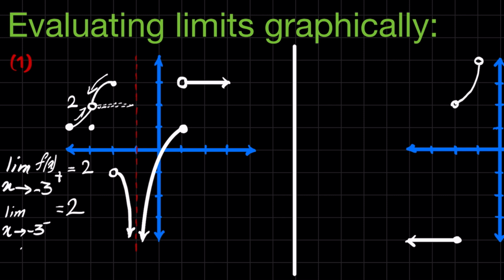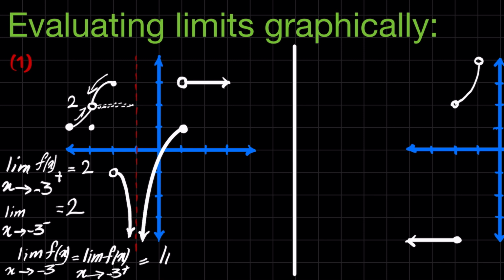So if a limit from a left side and a right side are similar, it means that the limit of that point from both sides is the same, which means the limit of this function when x approaches -3 is 2.